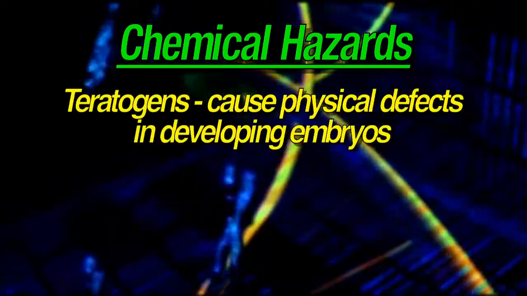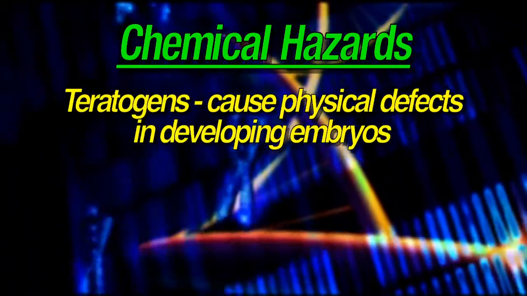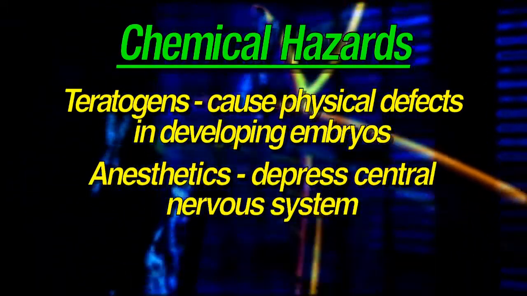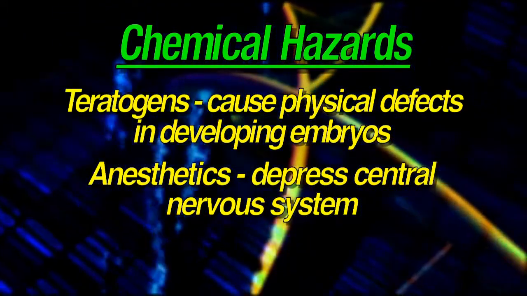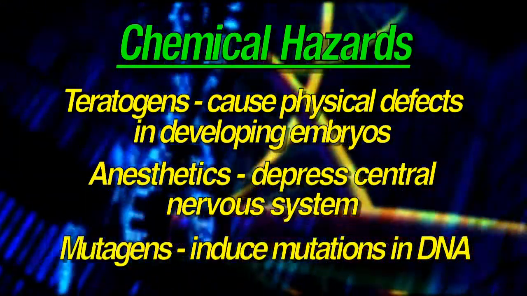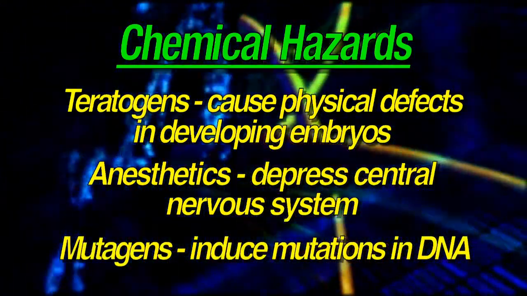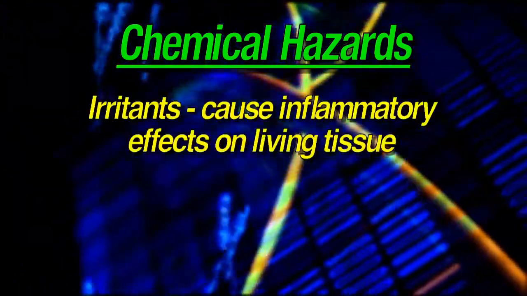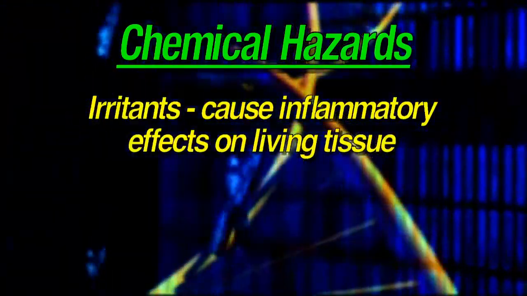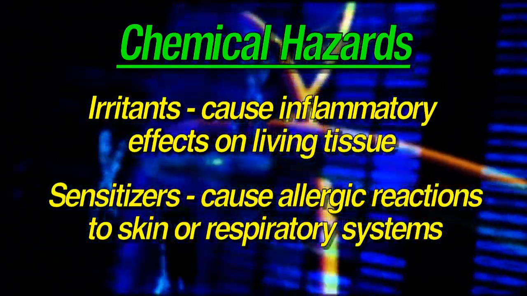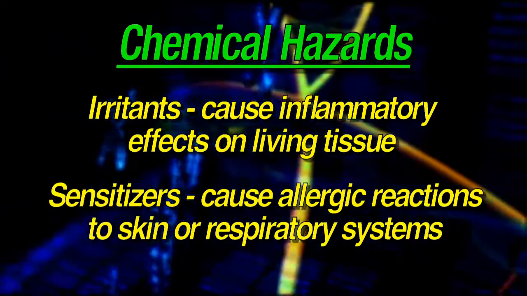Exposure to a teratogen like lead can cause physical defects in a developing embryo. Anesthetics like chloroform and ether depress the central nervous system, producing a loss of sensation or feeling. Mutagens like ethidium bromide and formaldehyde induce genetic mutations in DNA. An irritant will cause a reversible inflammatory effect on living tissue. A sensitizer causes an allergic reaction on the skin or to the respiratory system.